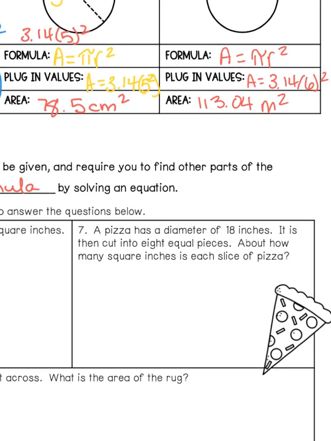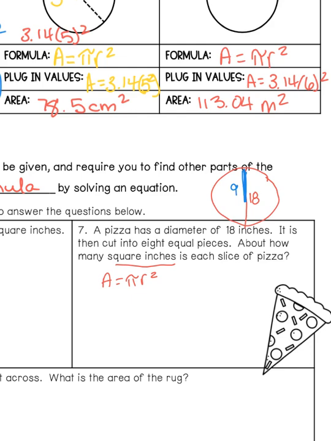A pizza has a diameter of 18 inches. If it's then cut into 8 equal pieces, about how many square inches is each slice of pizza? So square inches, I know I'm talking about area, right? If I can just imagine real quick my beautiful pizza, it has a diameter of 18. So that means this whole thing is 18. But if I'm talking about area, I need the radius, right? Because area equals pi r squared. So what's my radius? My radius is going to be 9.